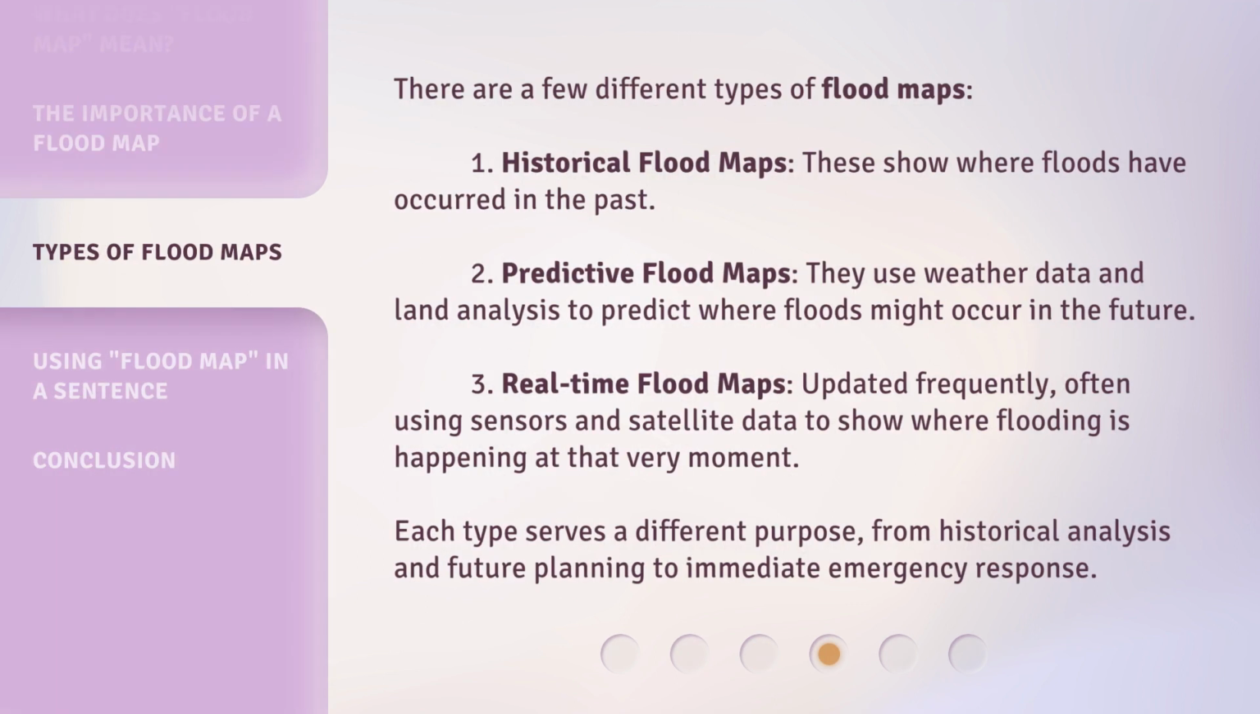There are a few different types of flood maps. 1. Historical flood maps. These show where floods have occurred in the past. 2. Predictive flood maps. They use weather data and land analysis to predict where floods might occur in the future. 3. Real-time flood maps. Updated frequently, often using sensors and satellite data to show where flooding is happening at that very moment. Each type serves a different purpose, from historical analysis and future planning to immediate emergency response.